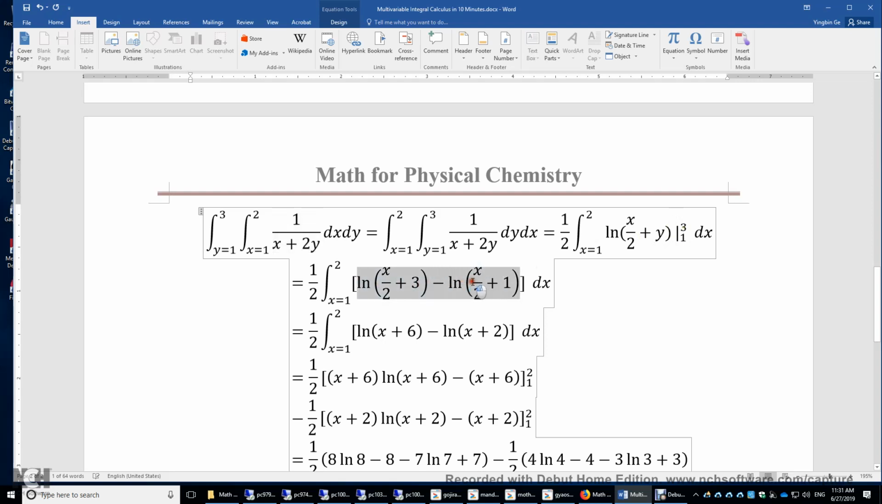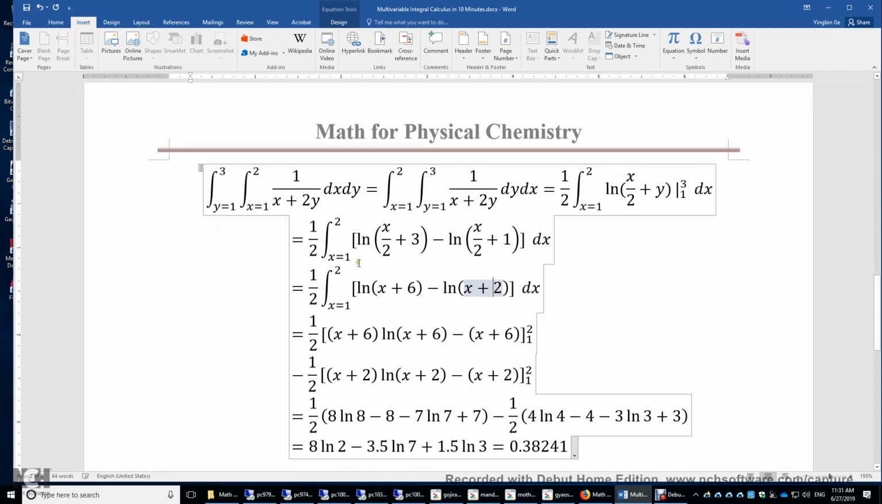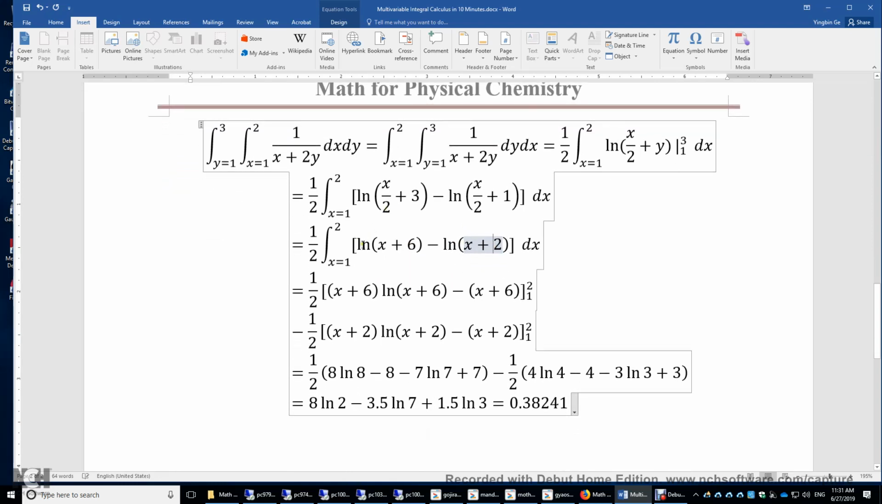This is a bit trickier, so we're going to just use this guy plus ln 2. We get ln(x plus 6). This guy also plus ln 2, we get ln(x plus 2). It's a bit easier to integrate this ln(x plus 6) and ln(x plus 2). What's the result? The integral of ln(x plus 6) is simply (x plus 6) times ln(x plus 6) minus (x plus 6). Remember, the integral of ln x is x times ln x minus x. And then we plug in the lower and upper limits.